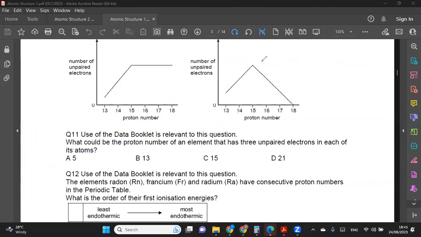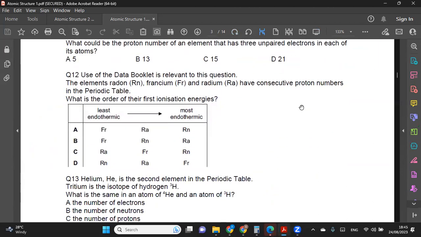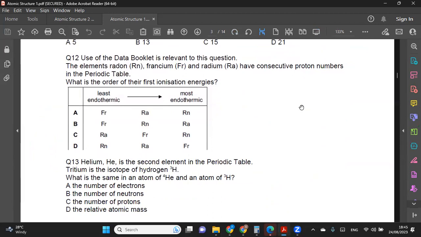Now, next question is telling us what? Use of data booklet is relevant again to this question. The elements radon, francium, and radium have consecutive proton numbers in the periodic table. What is the order of their first ionization energy? First of all, Khadija, open the periodic table and tell me what is the proton number of radon, francium, and radium? Give me 1 second. Yeah, sure.